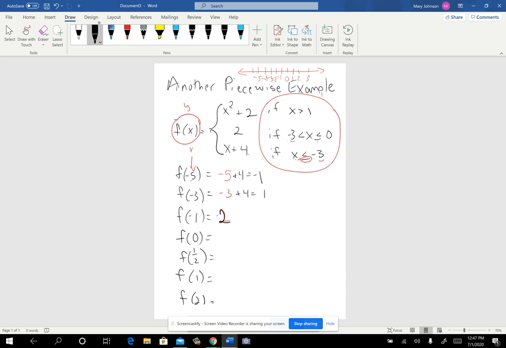Okay. 0 has an or equal to on it. So that means I use the middle rule for that one also. So the output will be 2. Now, when I think about 1/2, 1/2 is bigger than 0. So it's right there to the right of 0. But it's not bigger than 1. Okay. So I can't use the middle rule because 1/2 is bigger than 0, but I can't use the top rule because 1/2 is not bigger than 1. No rule tells me what to do. That value right there is undefined.